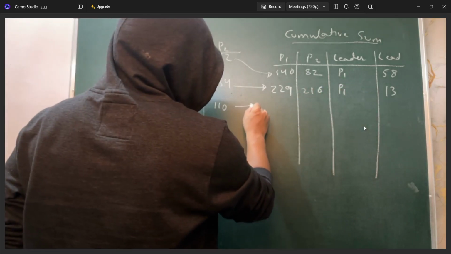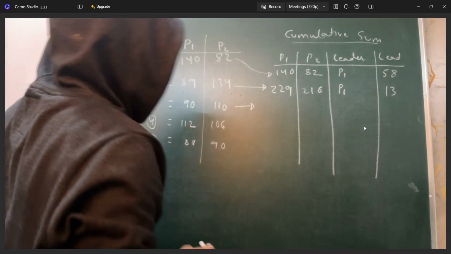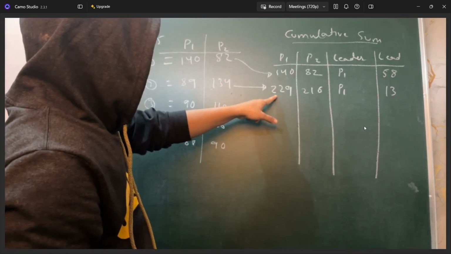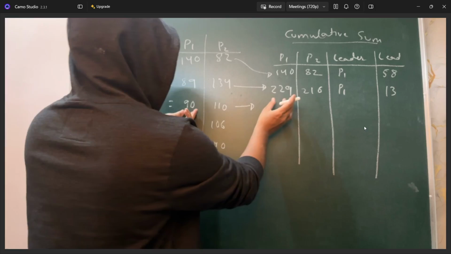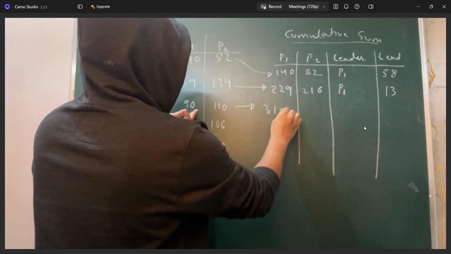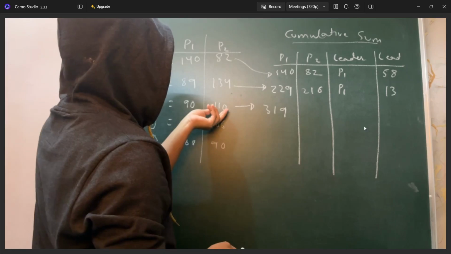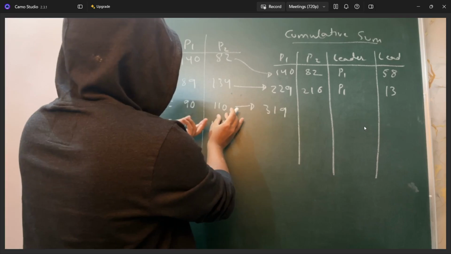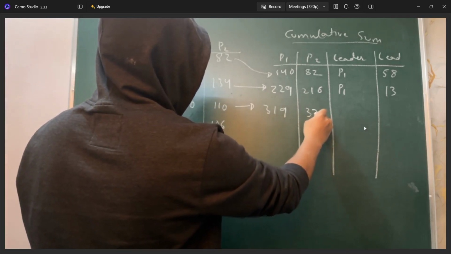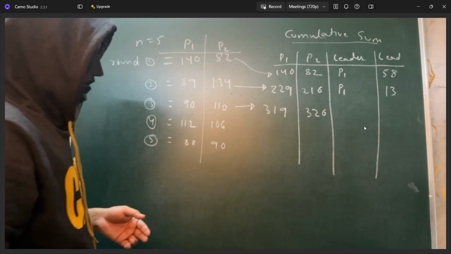And at the end of round 3, so at the end of round 2 our score was 229. In round 3 player 1 scored 90 marks, so you just add it, and that is going to be 319. And for player 2 it is going to be 216 plus this 110, and that is going to be 326. Yeah, that is true.